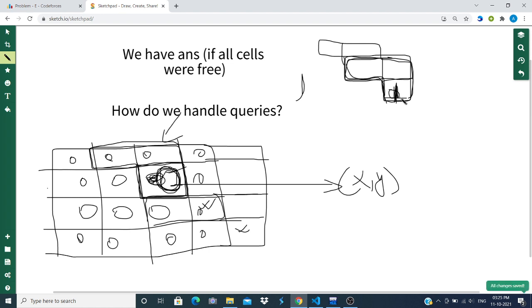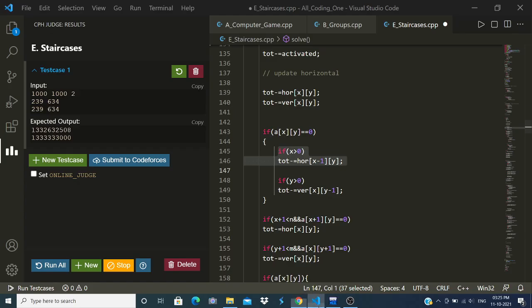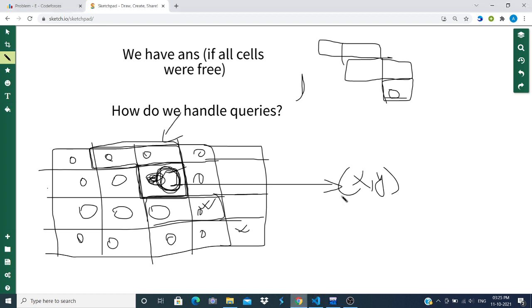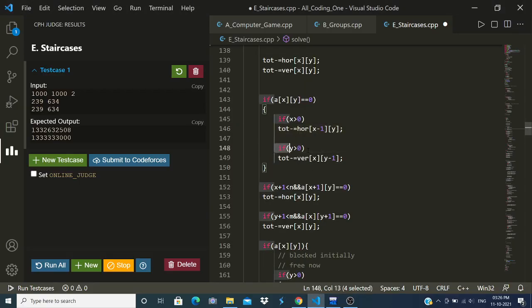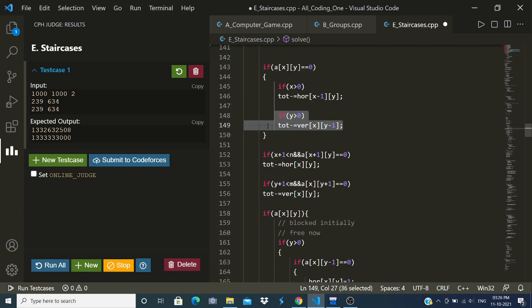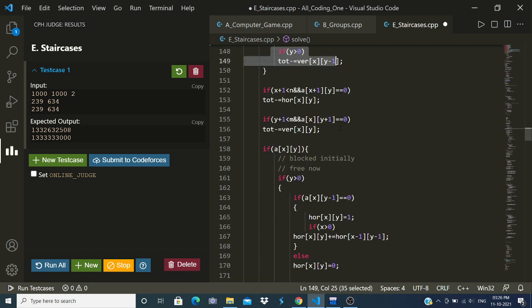So that's why if my current value is 0 and if x is greater than 0, I am just removing the number of horizontal staircases which end at this cell, because otherwise it will just keep on this value. So I need to remove that, so that's why I first of all removed that. Similar is the case for vertical, so similarly you can just remove this value.